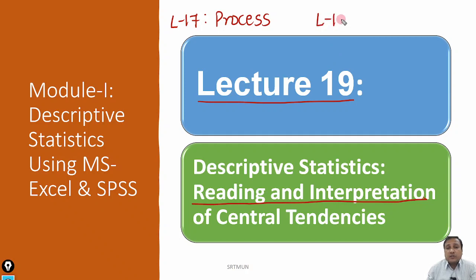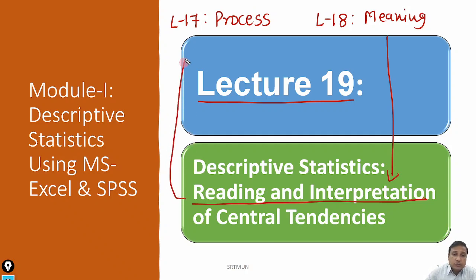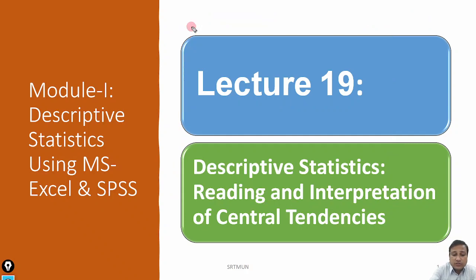Moreover, in lecture 18, we tried to understand the meaning of central tendency and the meaning of different measures of central tendencies like mean, median and mode. Once we are all familiar with the process and meaning of central tendency, now we can move towards the reading and interpretation of the results, results which we have computed in lecture number 17.